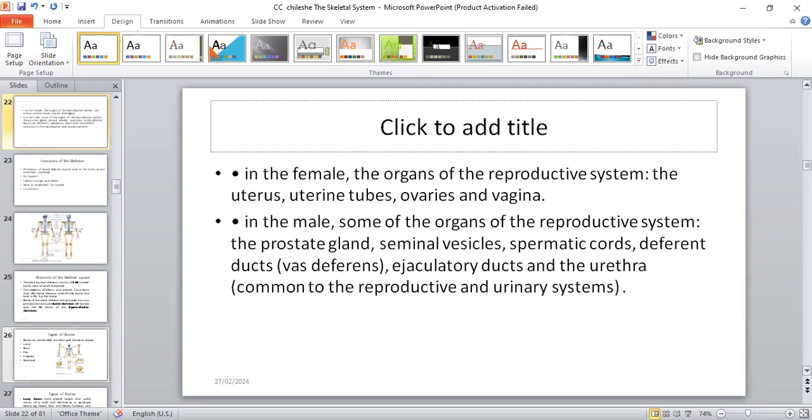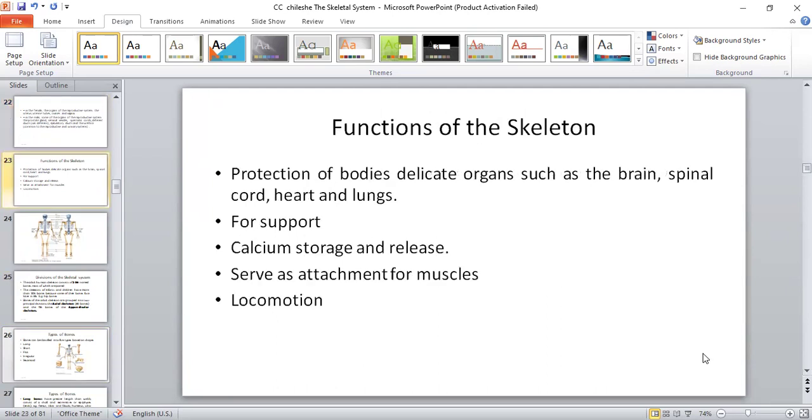Now, in the female, the organs of the reproductive system are also included there, and these include the uterus, the uterine tubes, the ovaries, as well as the vagina. In the male, some of the organs of the reproductive system, such as the prostate gland, seminal vesicles, spermatic cords, vas deferens, ejaculatory ducts, and urethra. Okay, all these are found in the pelvic cavity.